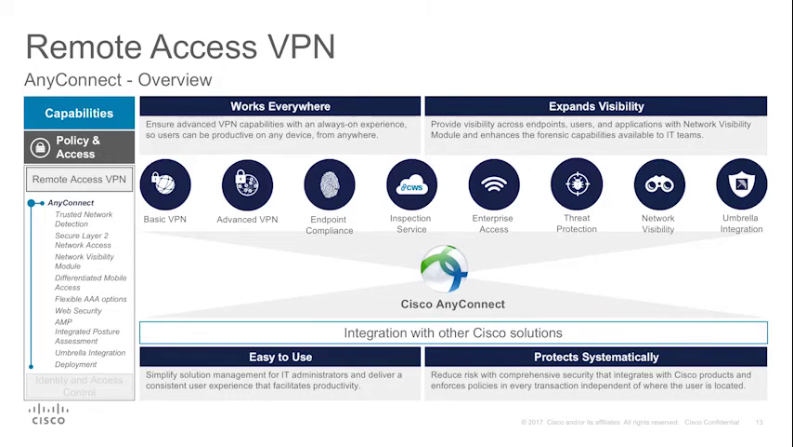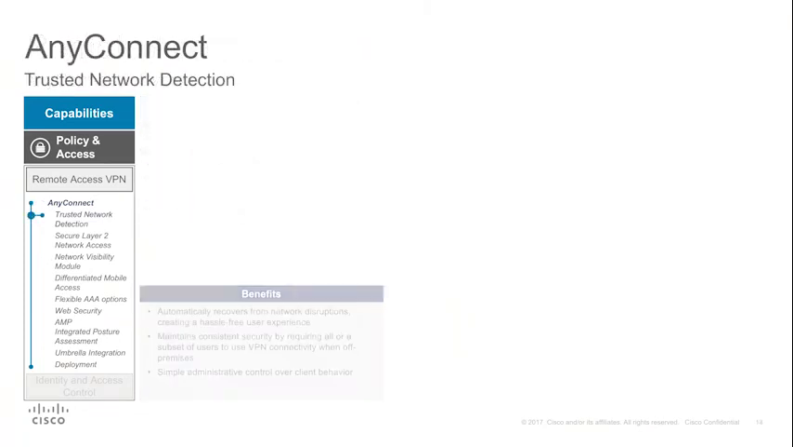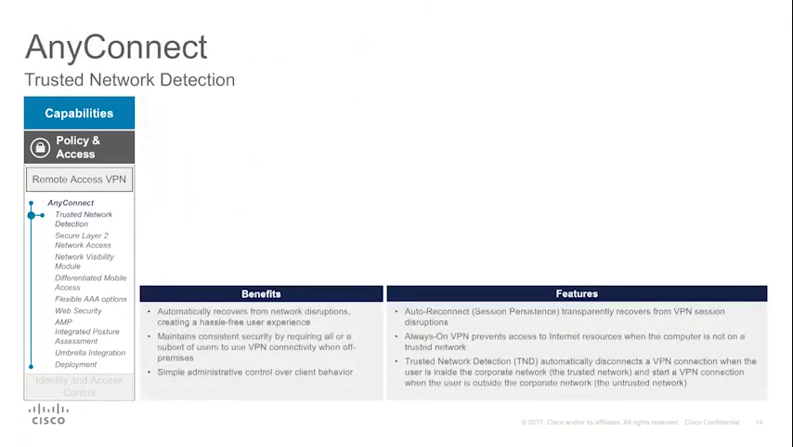AnyConnect offers users an always-on experience through trusted network detection so that they can be productive on any device at any time from anywhere. With AnyConnect, access is intelligent, simple, and always on, helping make users more productive from any location, on any device, across any access medium.